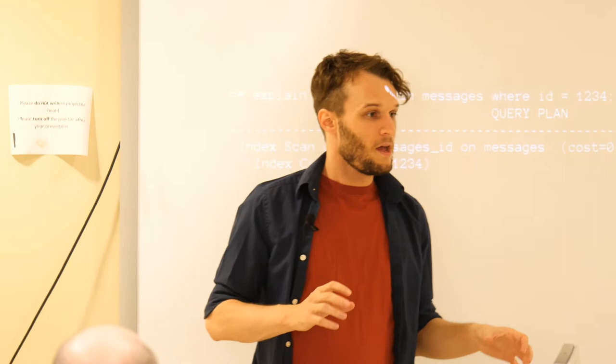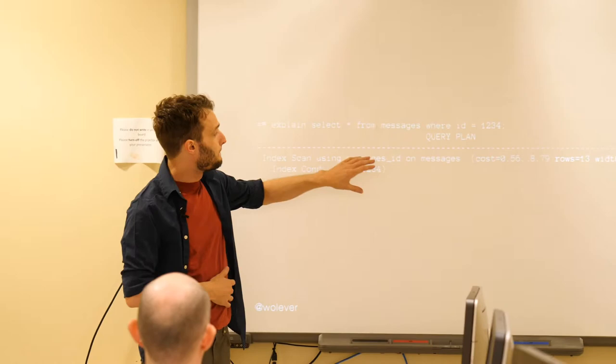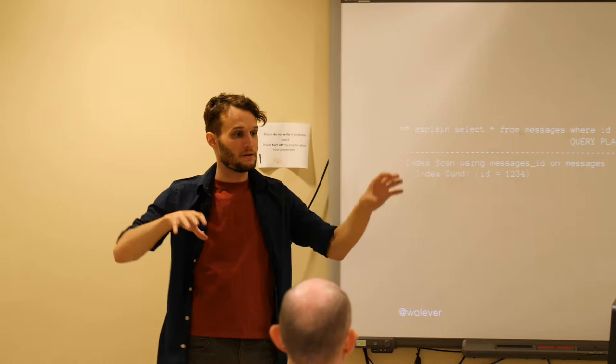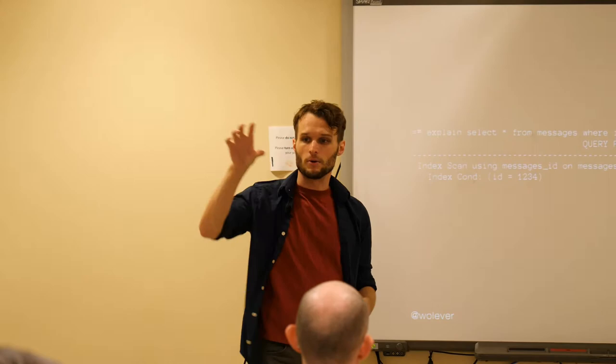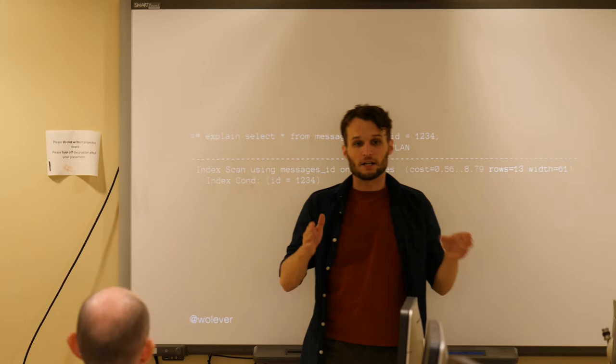Now, in this case, obviously, that is pretty irrelevant because that's the only thing that I want. But that row estimation becomes really important if you have larger joins that are pulling in from a bunch of different tables. And that's one of the tools that Postgres uses when it's deciding what order to execute joins in. The other part, the width, is approximately how many bytes there are going to be in that row. So obviously, smaller, better, faster. And the last bit is this index condition, which is saying on the index scan, it's going to be looking for ID 1234.